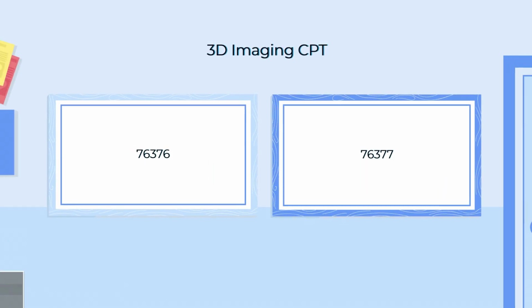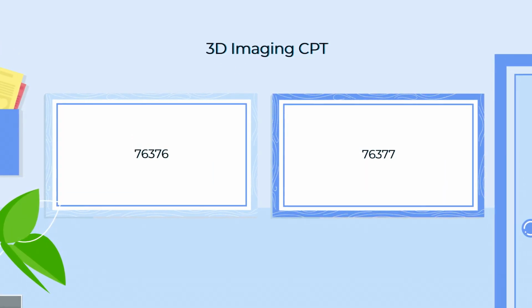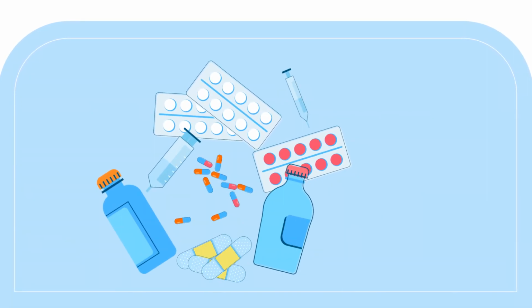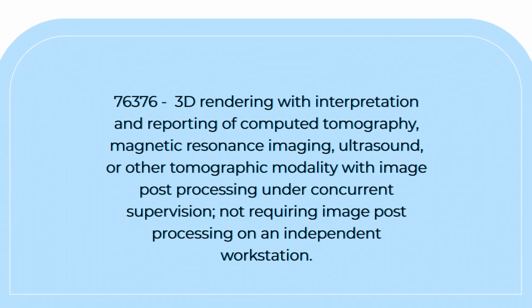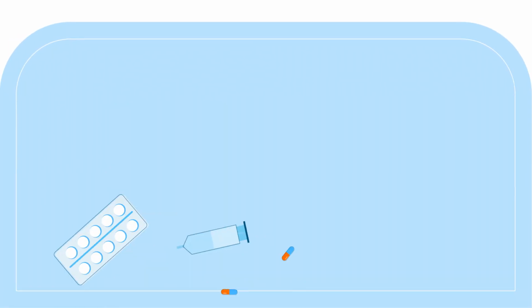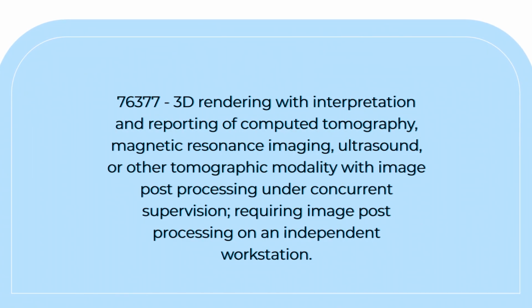For coding, if the radiologist uses 3D reconstruction, it may need to be billed with additional CPT codes like 76376 or 76377. Use 76376 if the 3D images are processed on the scanner itself. Use 76377 if the images are processed on a separate advanced workstation.